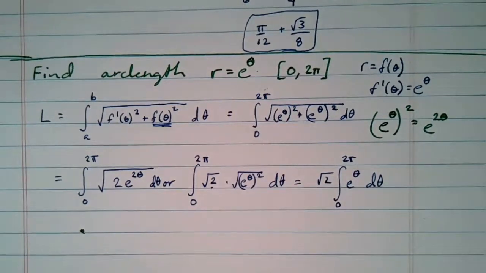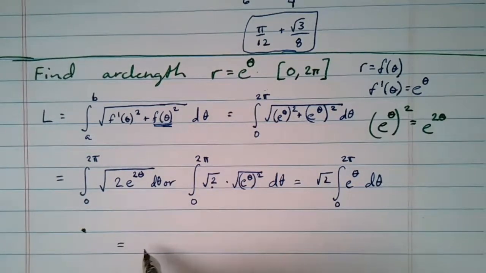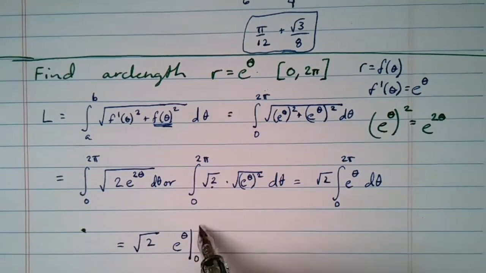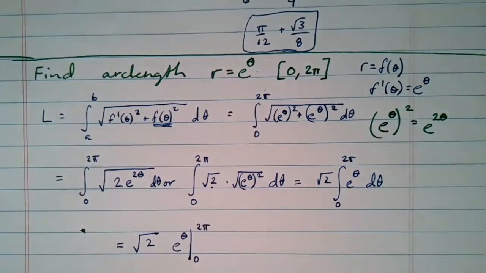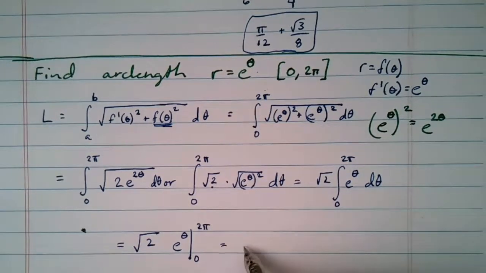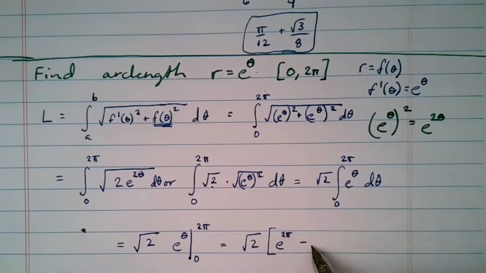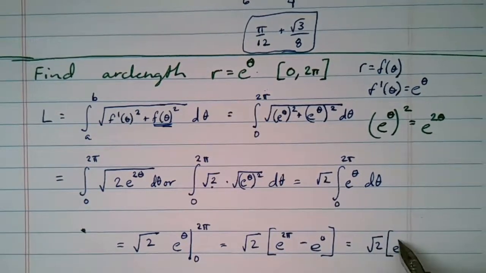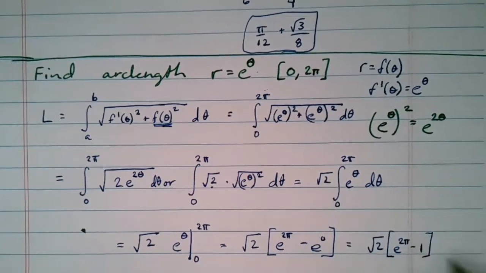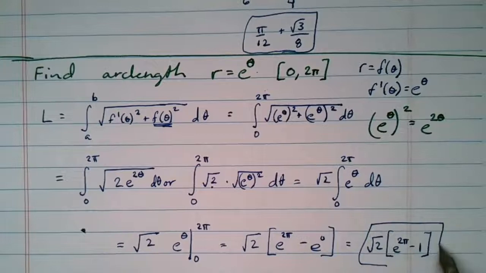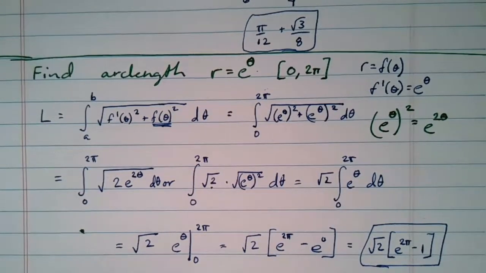Cool. Well, what is the integral of e to the theta? Lucky me, it's e to the theta evaluated from 0 to 2 pi. That's it. So it's root 2 e to the theta evaluated from 0 to 2 pi. That's going to be equal to root 2 times e to the 2 pi minus e to the 0, which is equal to root 2 times e to the 2 pi minus 1. That is the arc length of e to the theta.